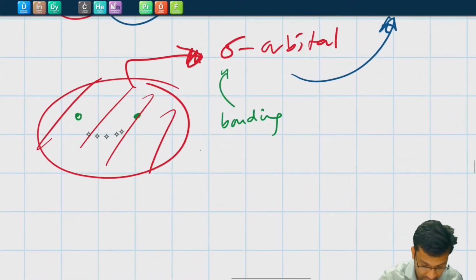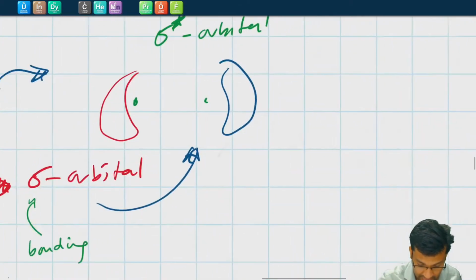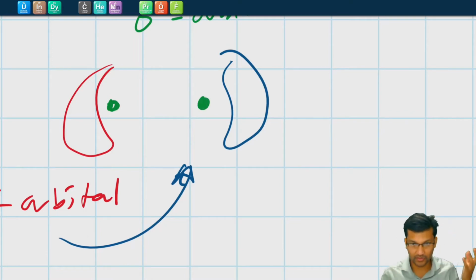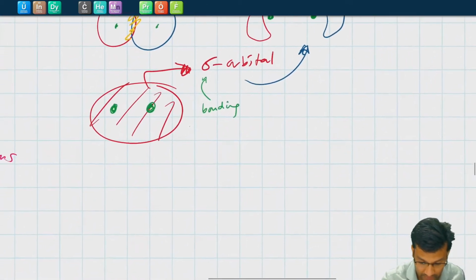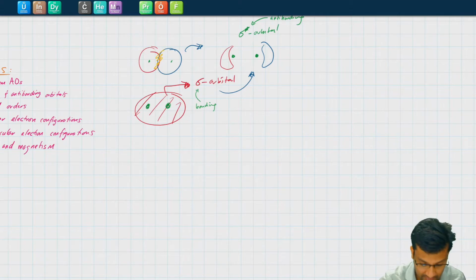Because the electrons are between the two nuclei holding it together. However, in this one, the electrons are separated. It's kind of like it doesn't want to be associated with the bond between two nuclei. So we'll call it an anti-bonding orbital. So that's what happens when s orbitals come together from atoms.